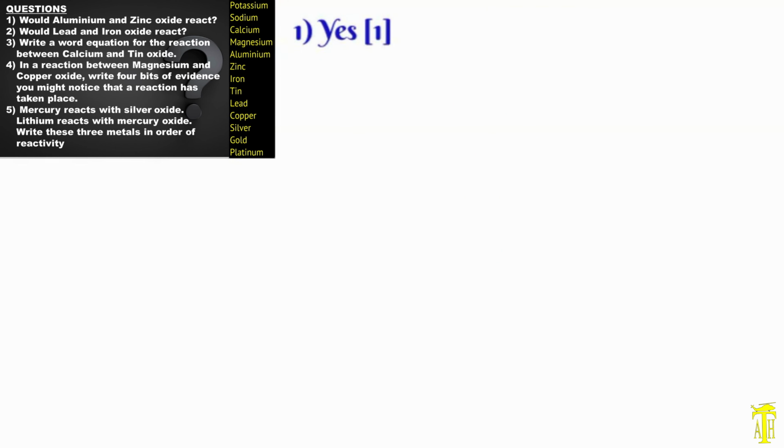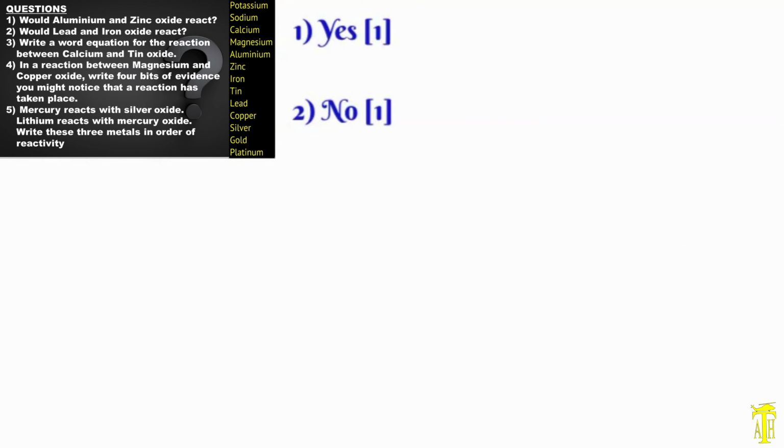Would lead and iron oxide react? So lead, we can see there, is just below about halfway, and iron is a couple of places above it. So iron has got the oxygen and it's more reactive than lead. So lead won't be able to take the oxygen away. So there's going to be no reaction. There's going to be no change in the chemicals here. So the answer to question 2 should have been no for 1 mark.